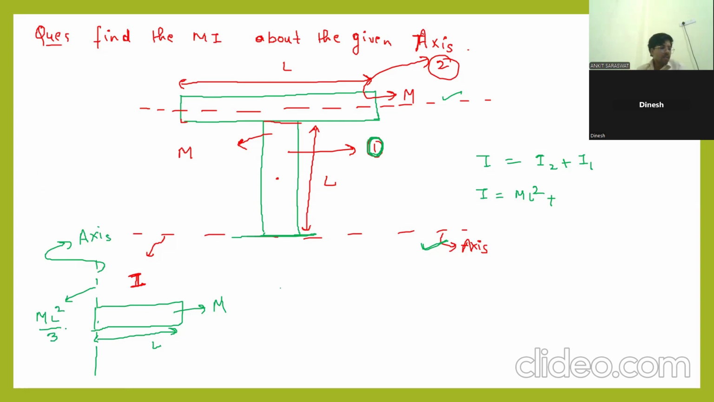Did you revise the formulas? Tell me. For rod, for plate, for solid hemisphere, for hollow cylinder, for ring, I have remembered. ml square by 3, so the answer will be 4 ml square by 3. I will tell, don't worry. If you don't know, I will tell.